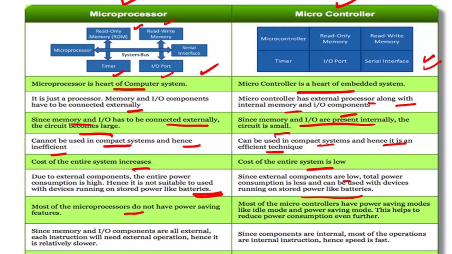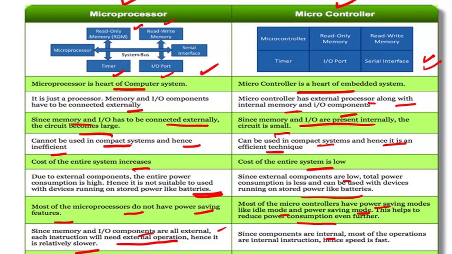Most microprocessors do not have power saving features, but most microcontrollers have power saving modes like idle mode and power saving mode. This helps to reduce the power consumption even further. Since memory and input-output components are all external in a microprocessor, each instruction needs an external operation. Hence, it is relatively slower, because each instruction needs some input or output operations, so it takes some time to execute.